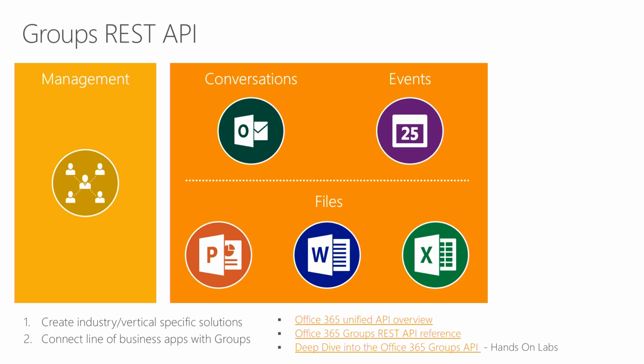Yes, you can create groups using a REST API, but more importantly, you can inject the conversation from, let's say, a third-party app or create events on the fly and so forth. I put links on the slides. There's documentation for all our APIs. And more importantly, there's a self-paced lab so that you can hand that off to your favorite developers, or yourself if you're a developer, if they want to ramp up and start looking at the possibility to integrate groups with a line of business app or build a vertical specific solution on top of Office 365 groups.